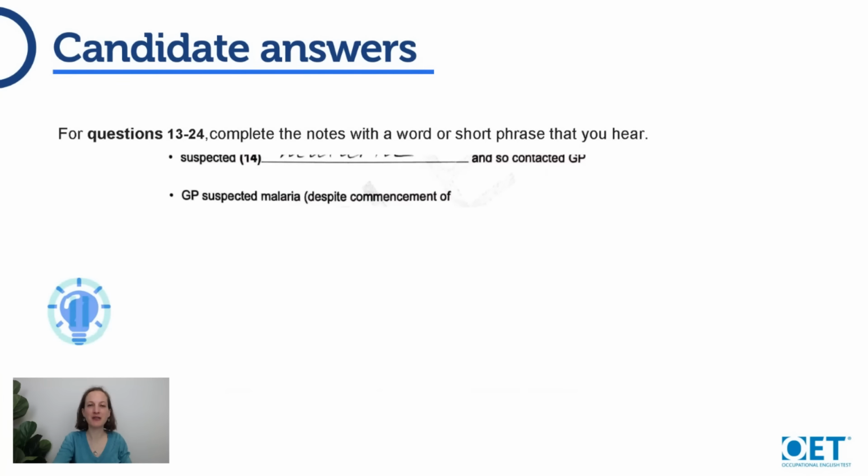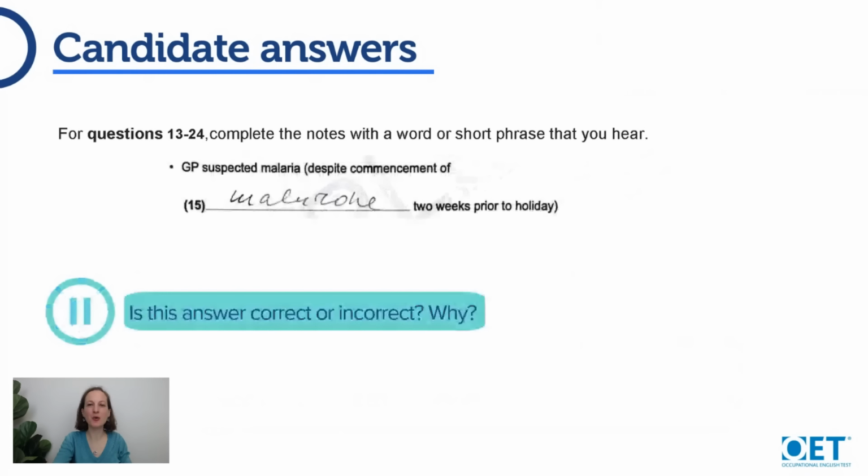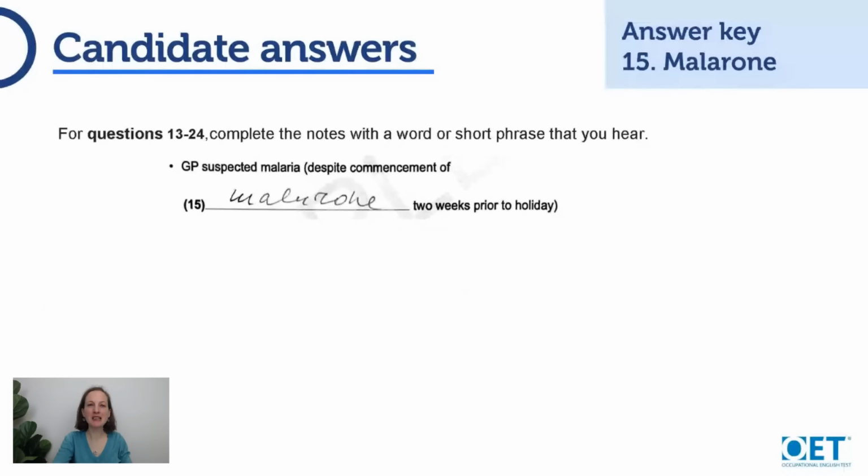Here is question 15. Pause the video to consider why this answer is wrong or correct. Malarone is the correct answer, but how clear do you find the handwriting on this screen? If you didn't know what the answer was, would it still be clear for you? The M, R, and first E are not particularly legible, especially when compared with the same letters in answers 13 and 14. This would be marked incorrect.